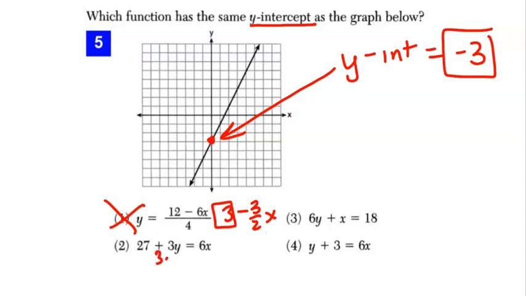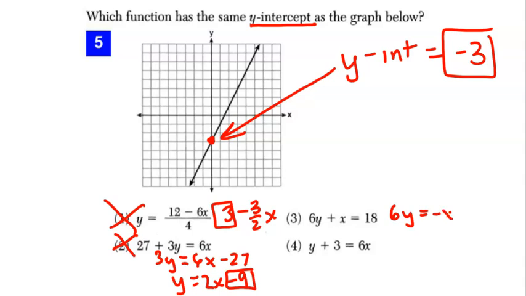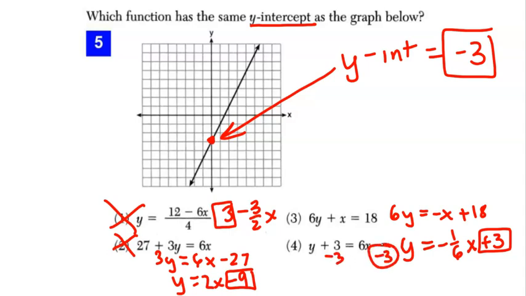When I rearrange this statement, I get 6x minus 27, and when I divide everybody by 3, I get 2x minus 9, so that has a different y-intercept. Over here, I'm going to get 6y equals -x plus 18, and when I divide, I get y equals -1/6 x plus 3. Again, that's the wrong sign. And over here, if I subtract 3 from both sides, I get that negative y-intercept, -3. So option 4.